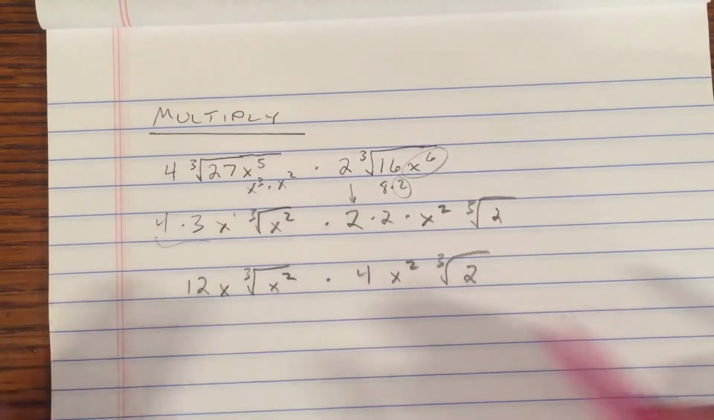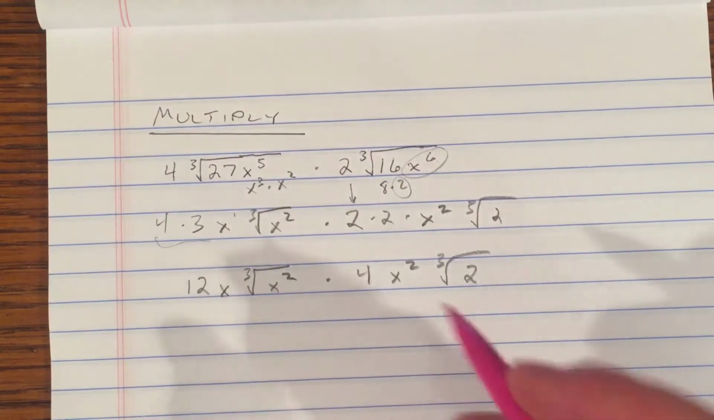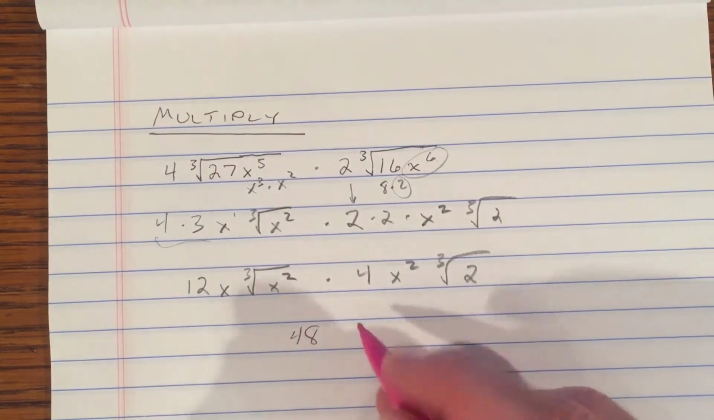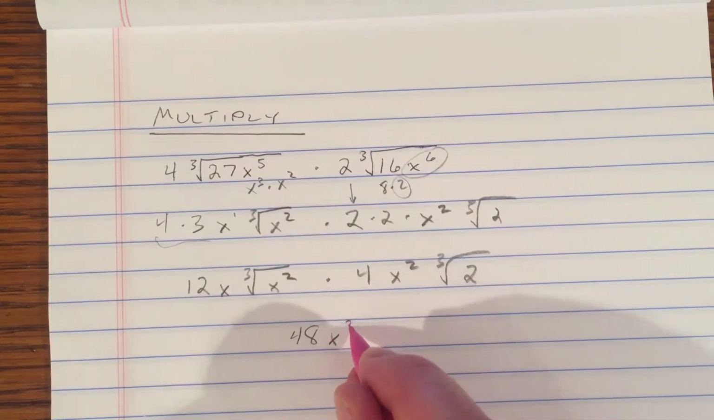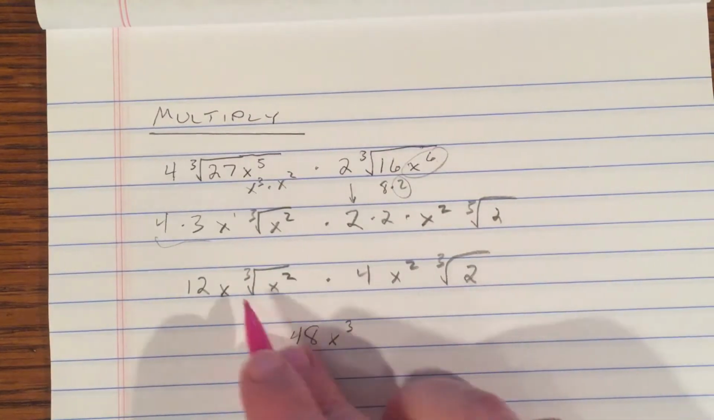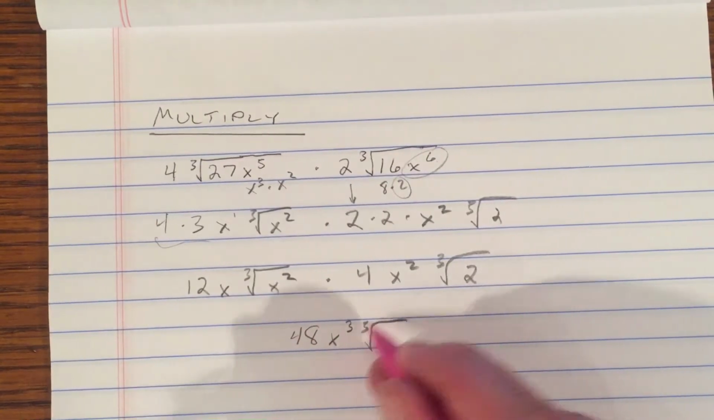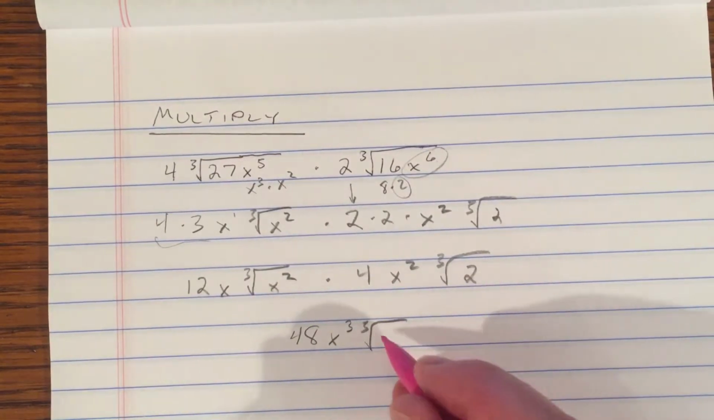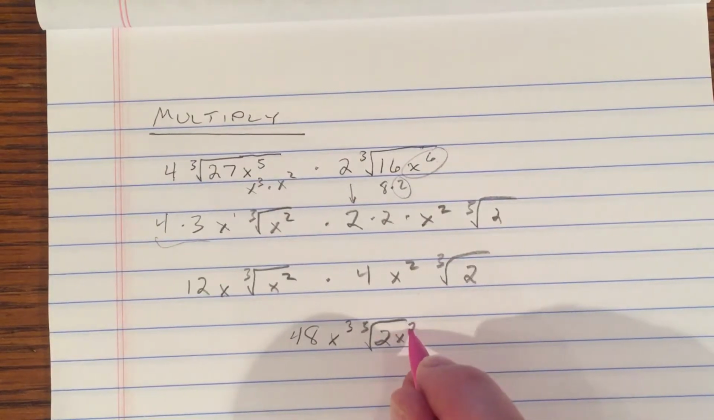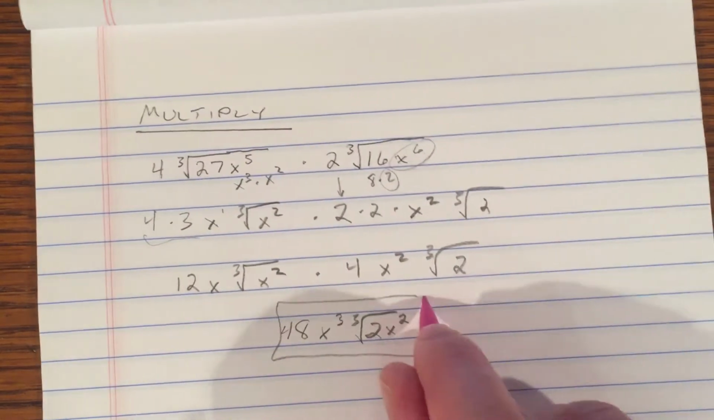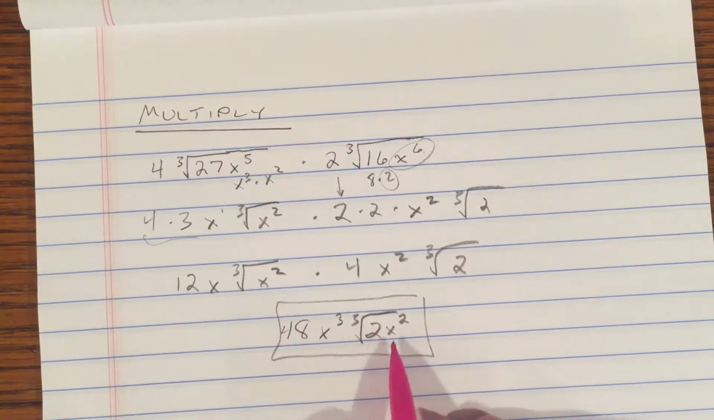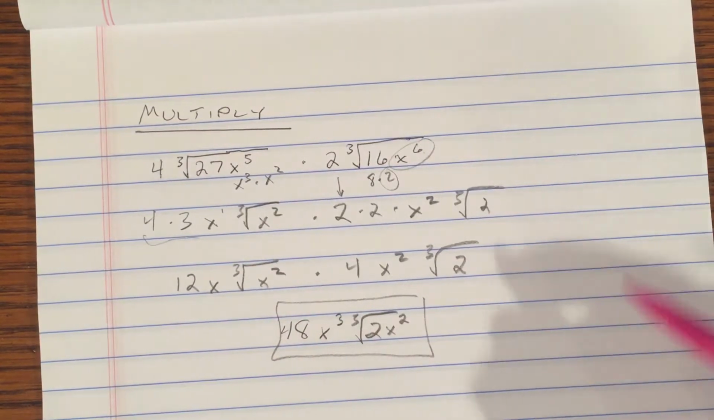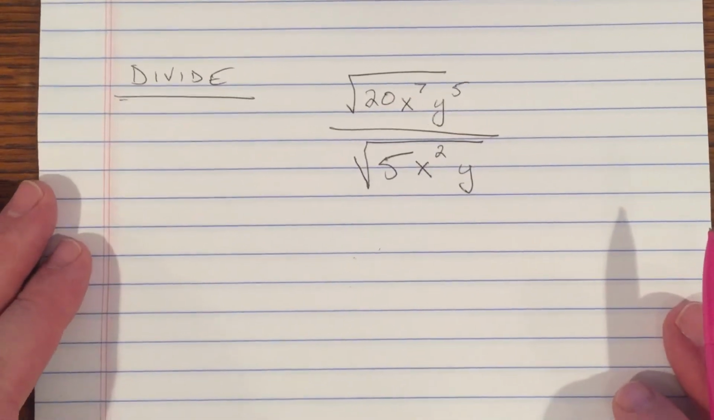Now I still have to put both of these together, so I have 12 times 4, 48, x times x squared, so that's x cubed, and then the cube root of x squared times the cube root of 2, so 2x squared. So 48 x cubed, cube root of 2x squared. Okay, so there's a multiplying and simplifying problem. And then the last piece is division.